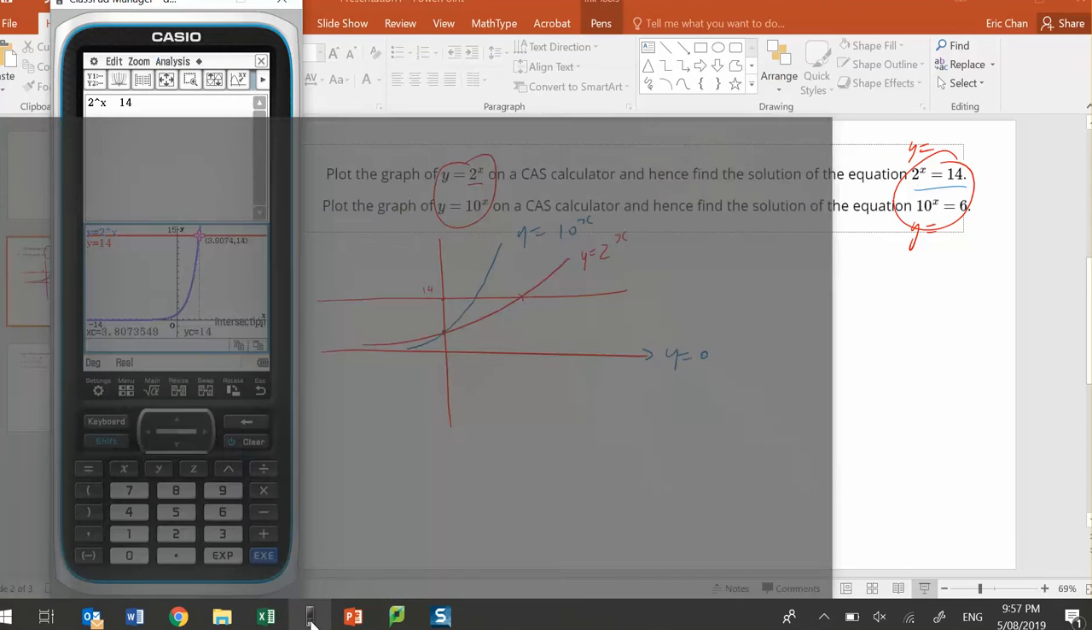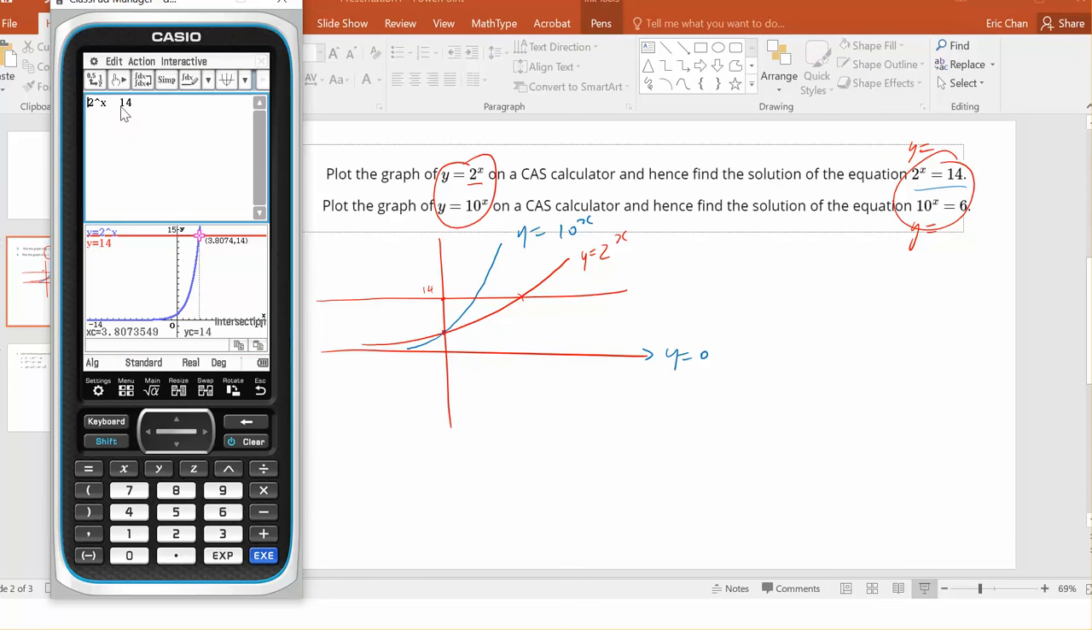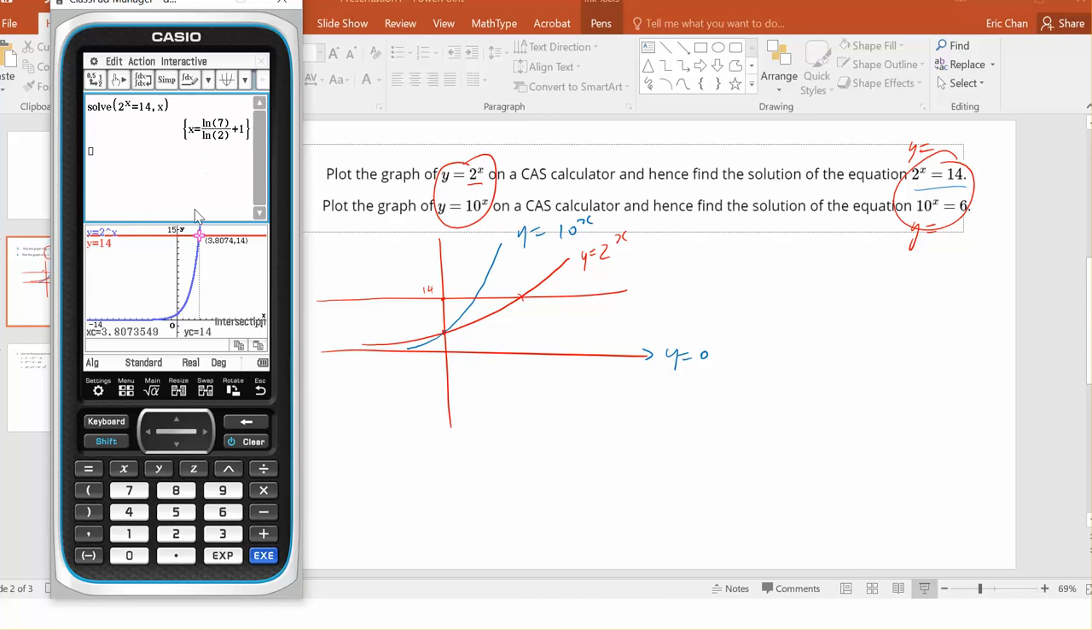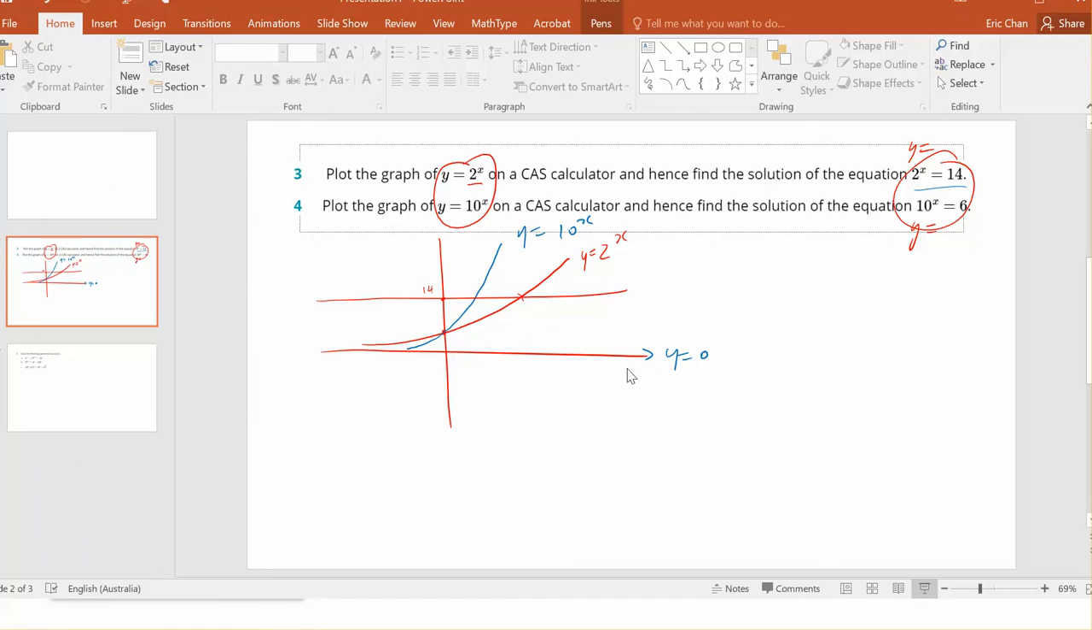So you're trying to find 2 to the power x equals 14. Interactive, and solve for x, that'll work as well. You'll get an exact answer, but if you want decimal, you'll get the same answer. So 3.81, 14.